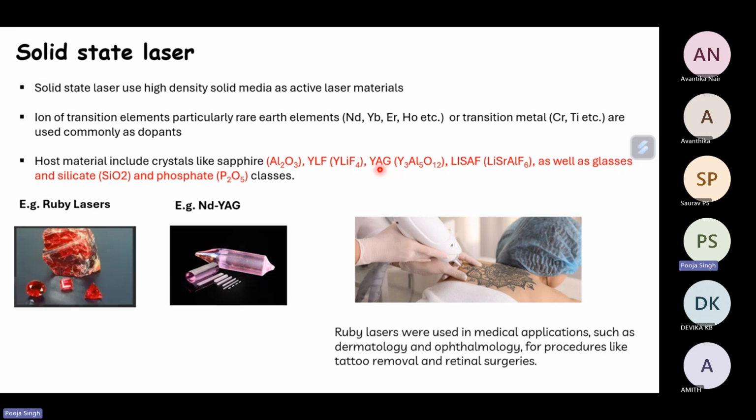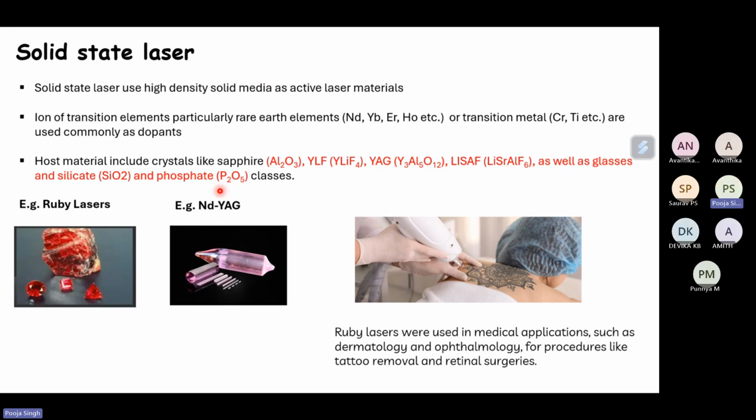So YAG, what is YAG? YAG is basically a ratio of 3 of yttrium, 5 of aluminum, and 12 of oxygen. So this is how this compound and the neodymium are combined, and we are able to make this kind of crystal, and this crystal is used for our medicinal purposes.